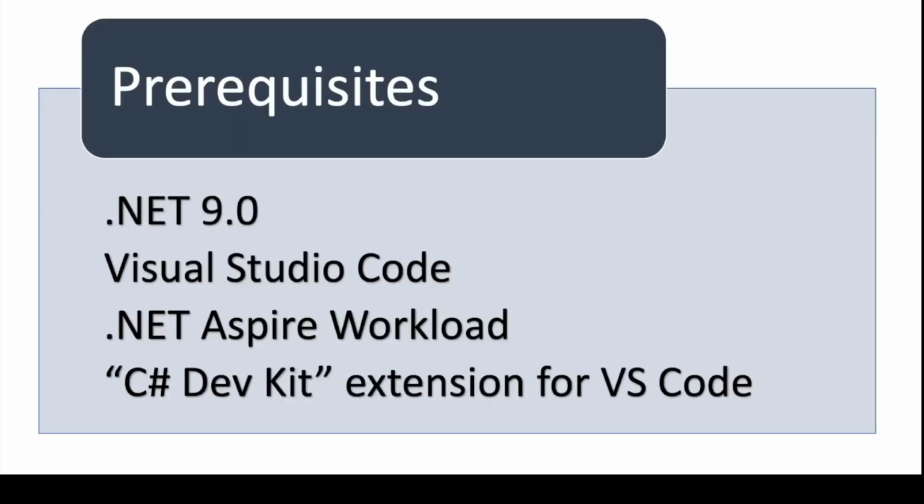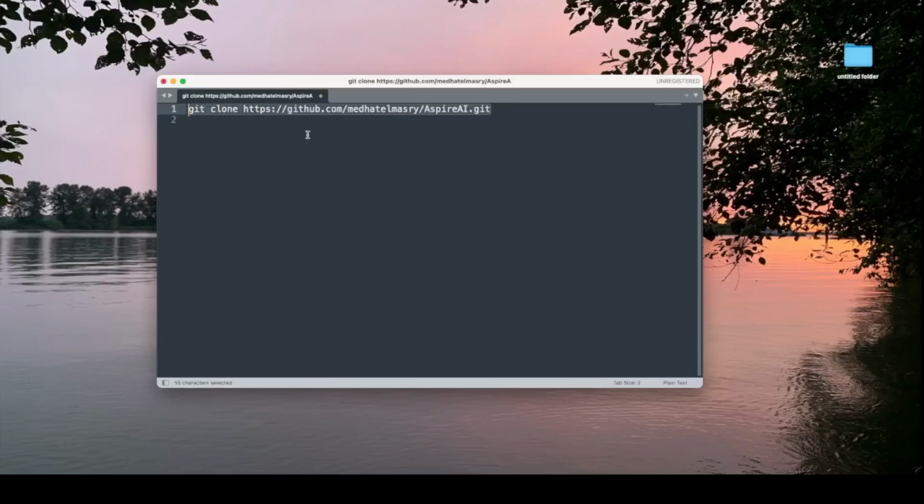If you want to follow along, you need to have .NET 9.0 installed on your computer, together with Visual Studio Code, the .NET Aspire workload. You also will need the C# Dev Kit extension for VS Code. We'll start by cloning this GitHub repo that has a solution containing a Razor Pages application and a console application, both of which use OpenAI to connect to a large language model.